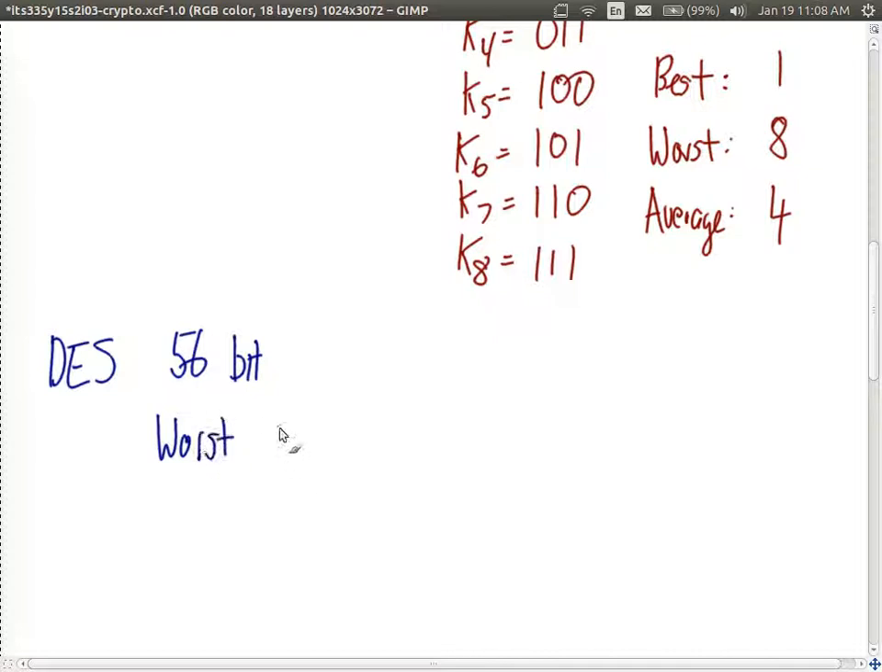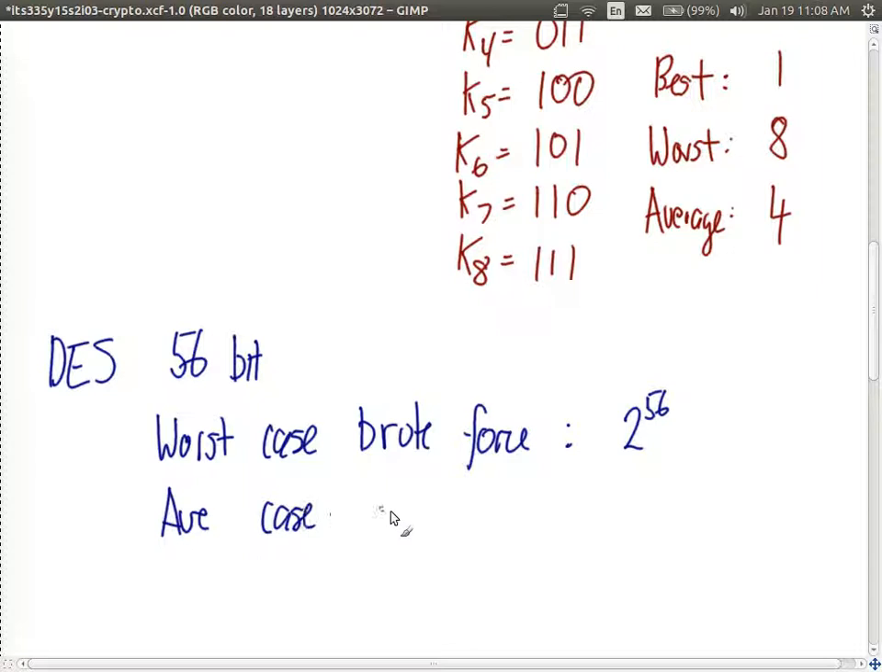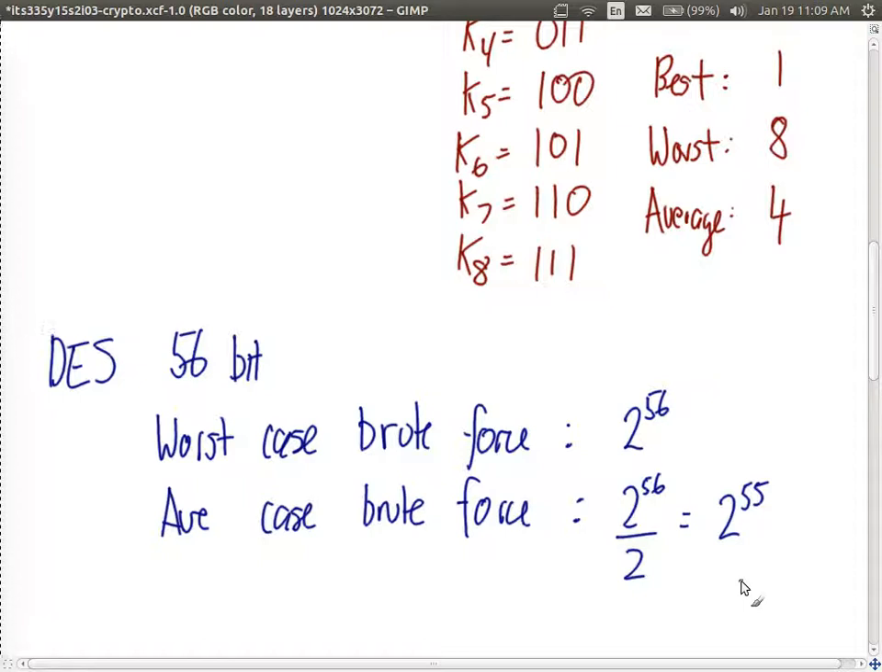Worst case from a brute force attack, with a 56-bit key, 2 to the power of 56. Average case, the number of attempts that we'd need to take is half of that, 2 to the power of 56 divided by 2, which is actually 2 to the power of 55. Not much difference, in fact. The order of magnitude is about the same.